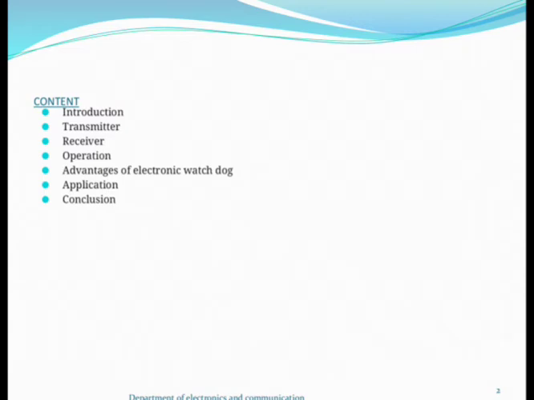Content. Introduction about electronic watchdog, transmitter, receiver, which are the two main components of an electronic watchdog, operations, advantages that electronic watchdog extend towards its users, application of fields where electronic watchdogs could be used, and conclusion.